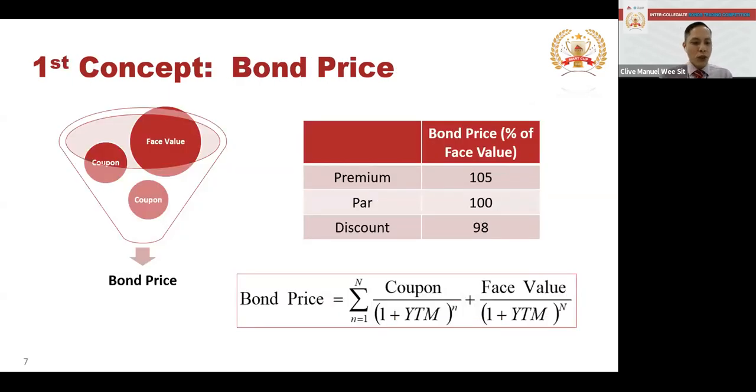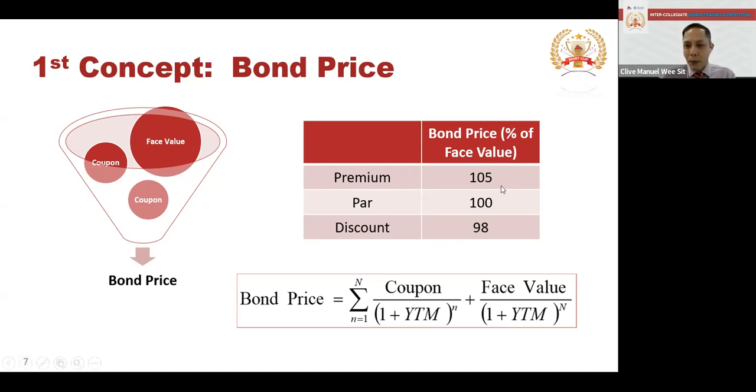Okay, let's talk about each concept one by one. So the first concept is bond price. Now, what is bond price? Bond price is how much you pay today for a bond in exchange for receiving the coupons as well as the face value or the principal. Now, bond price is normally expressed as a percentage of face value.